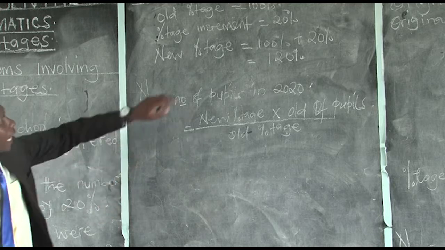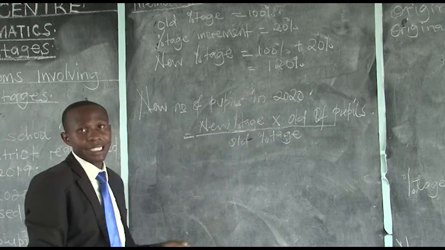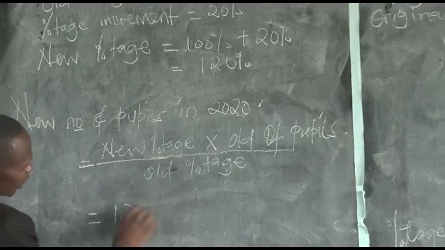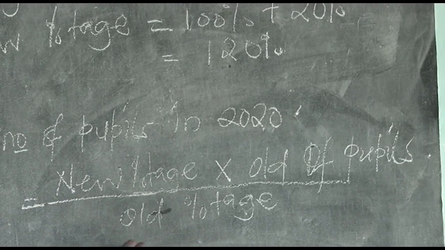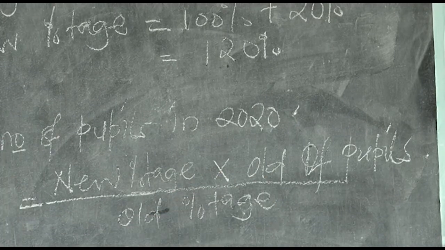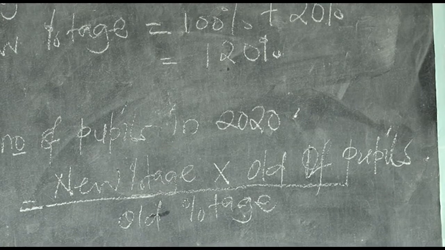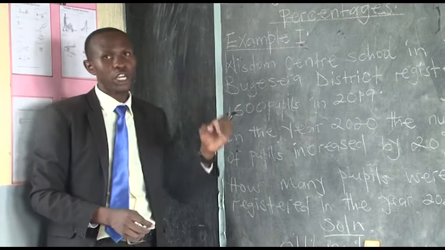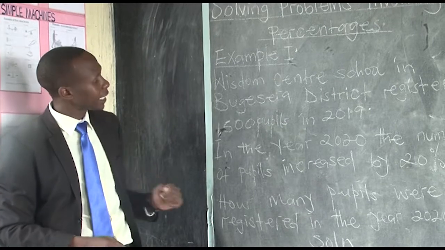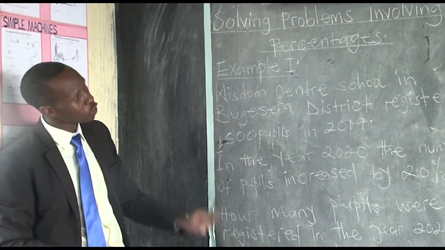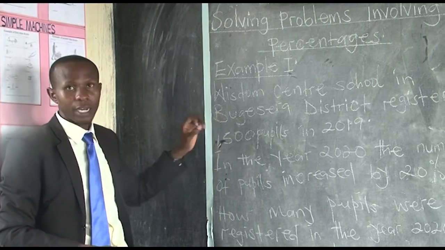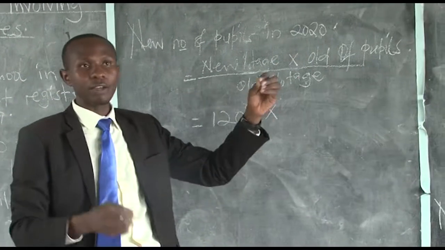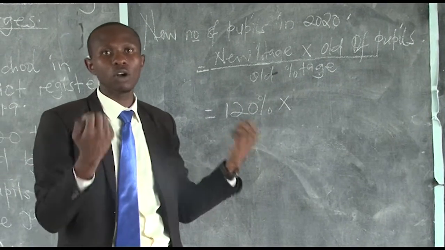So we know our new percentage as 120. We are now just going to substitute this statement. We shall say our new percentage is equal to 120. So I'll get 120% times the old number of pupils. The old number of pupils, how many are they? According to the question, it said Wisdom Center School in Bujesera District registered 1,500 pupils in 2019, meaning that our old number of pupils is 1,500 pupils. So we are going to multiply by 1,500, because 1,500 is our original number of pupils.